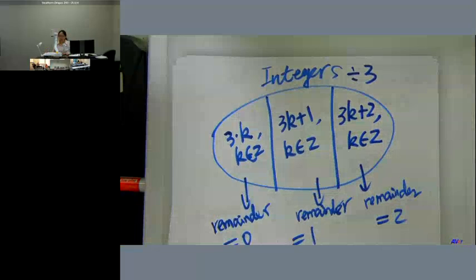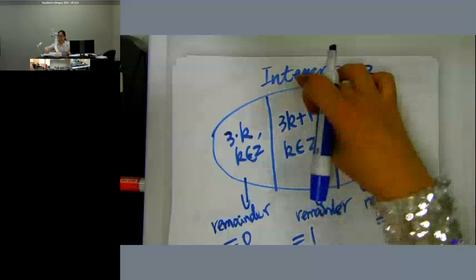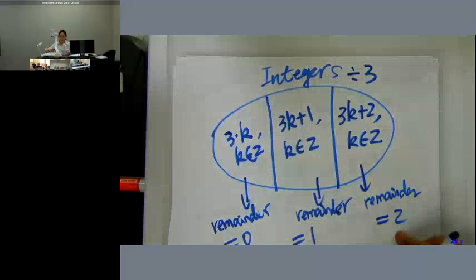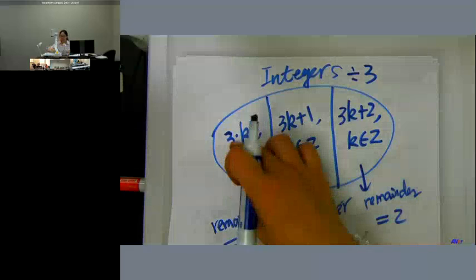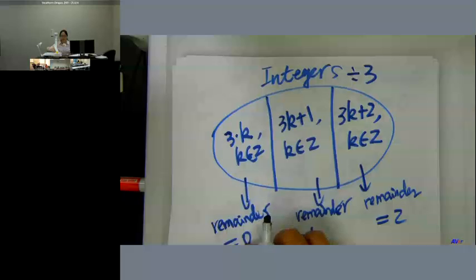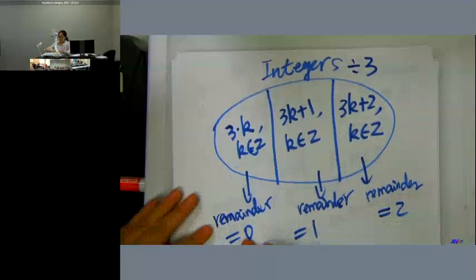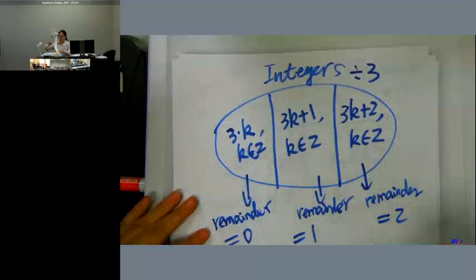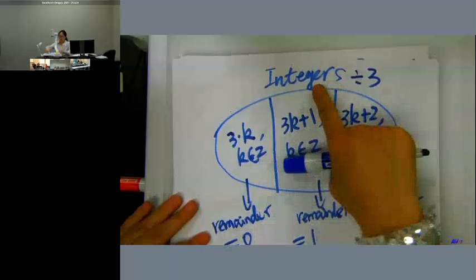Do we have any other integer? Have we included every integer in here? When you divide any integer by 3, you either get a remainder 0 or 1 or 2. Where do you get a remainder 3? No. If you get a 3, you can divide that 3 by 3 again to get a remainder 0, right? You will not get any other remainder. So there will always be 3 cases.